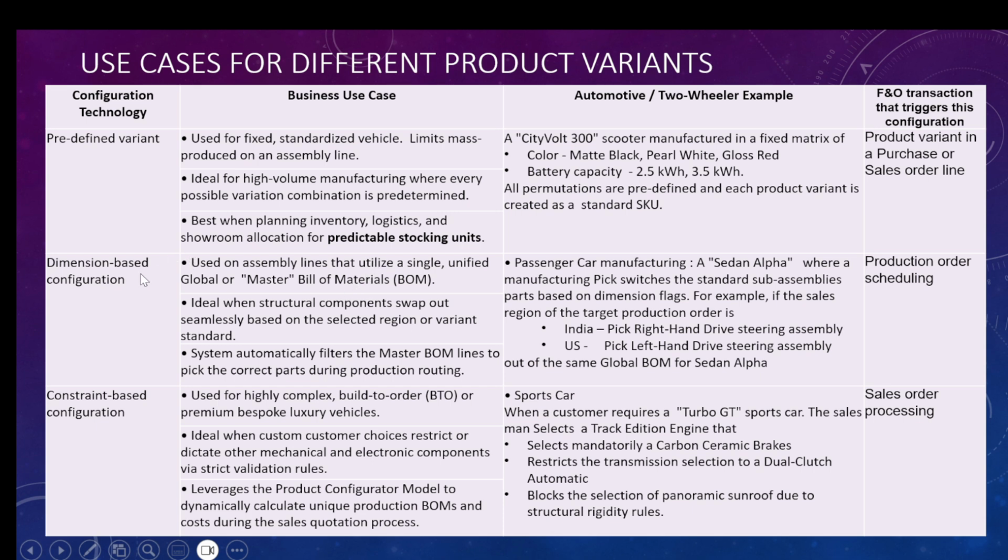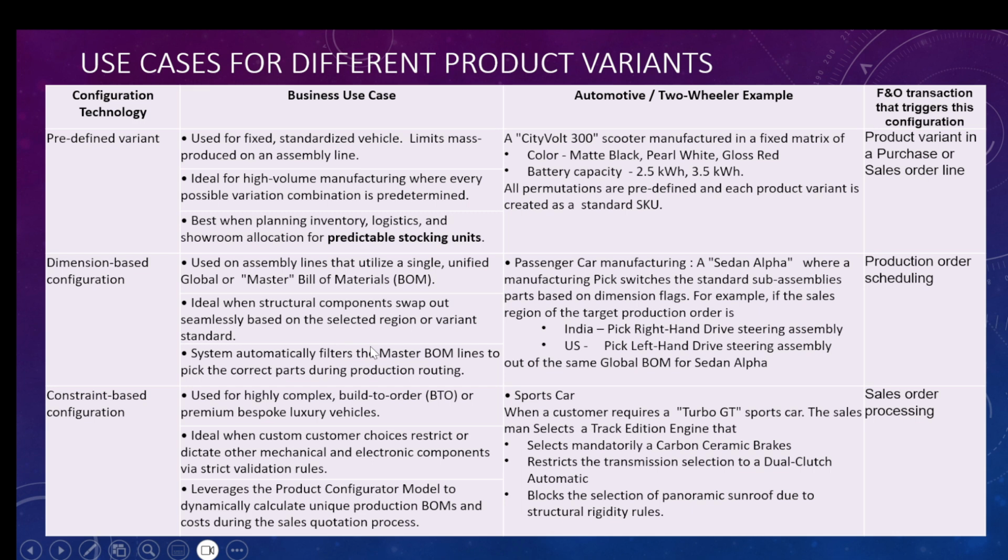But in dimension based, we don't need to pick manually. The production order, or the F&O system process, does it on the fly. What happens here is the F&O system automatically picks the necessary BOM lines and selects them for the production scheduling and routing. So this is the core difference in dimension-based configuration.